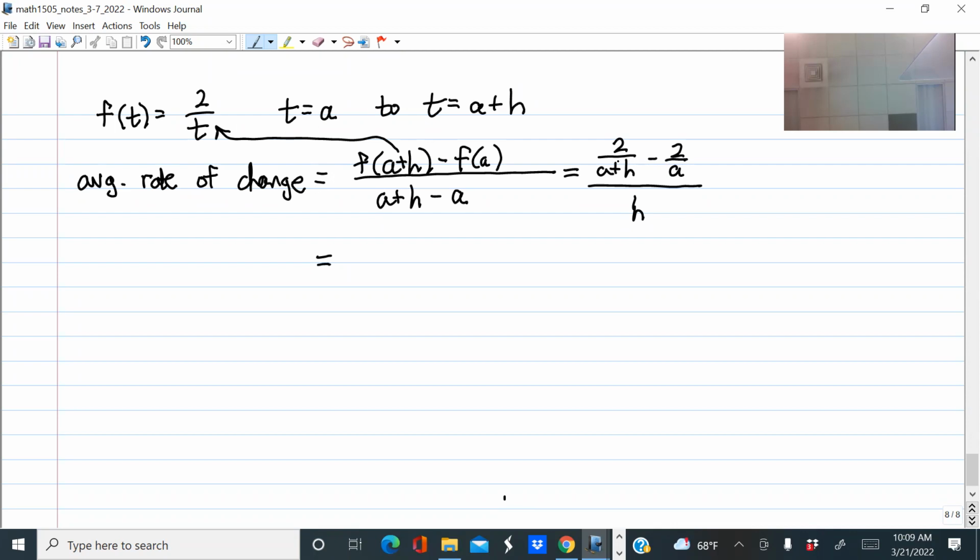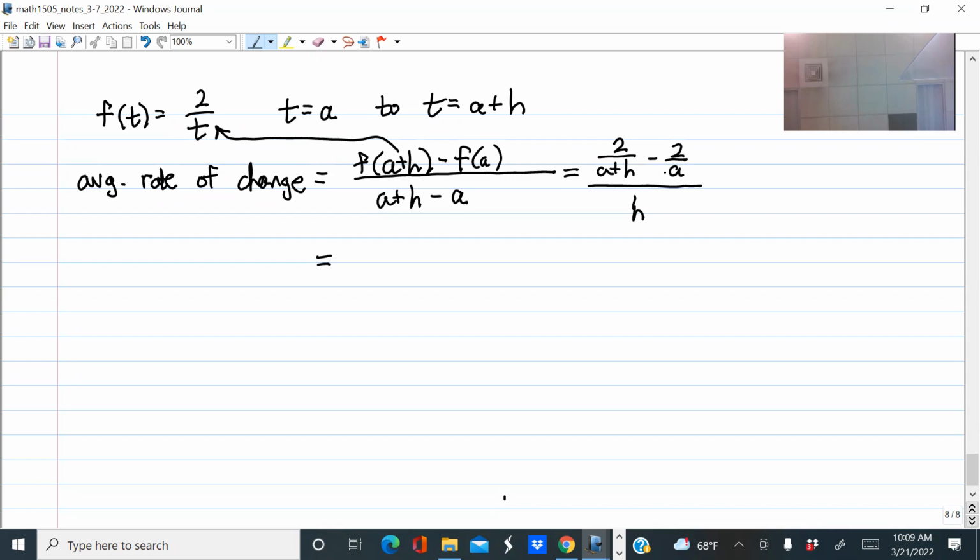One way you can simplify this complex fraction is to combine these two smaller fractions in the numerator, okay? So combine the 2 over a plus h minus the 2 over a. In other words, do this subtraction of fractions. And to subtract these two fractions, you're going to need a common denominator, right? Because these two denominators are not the same. A plus h is not the same as a, right? So you have to reach back into your memory and remember, how do I get a common denominator for these two fractions?